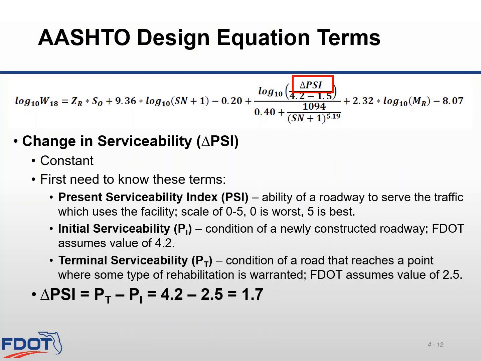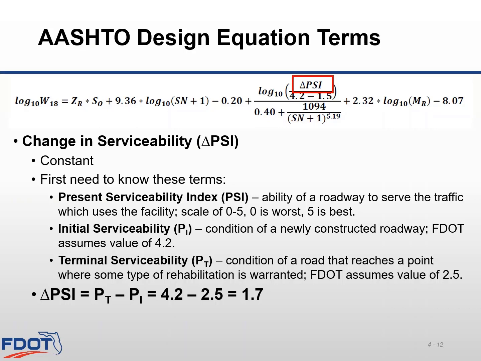The next variable to cover is the change in serviceability, noted by the delta PSI. To understand what this is, we need to first talk about the present serviceability index, initial serviceability, and terminal serviceability. The present serviceability index is a scale from 0 to 5, with 0 being the worst and 5 being the best, of the ability of a road to serve the traffic. AASHTO describes this as a measure of roughness and distress, with roughness being the main factor affecting the present serviceability index. Initial serviceability is the condition of a newly constructed road, and terminal serviceability is the condition of a road that has reached the end of its design life.